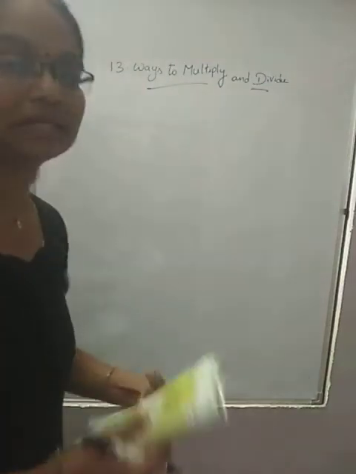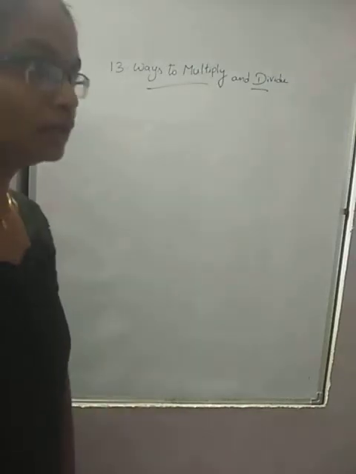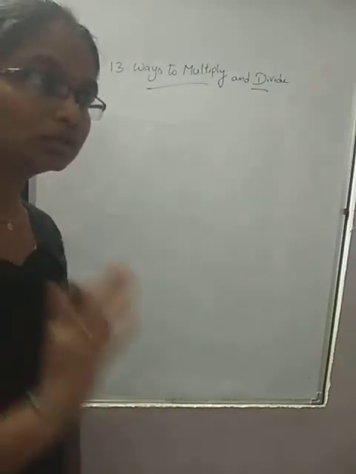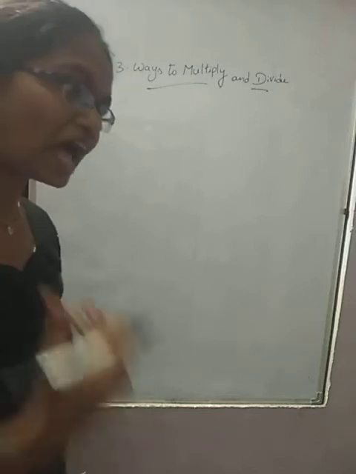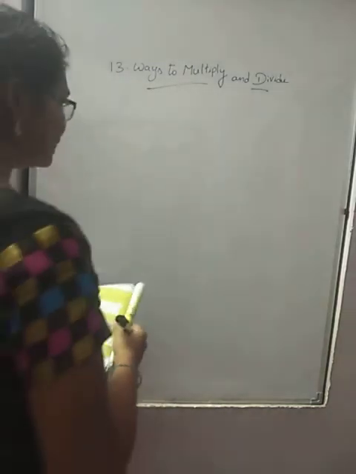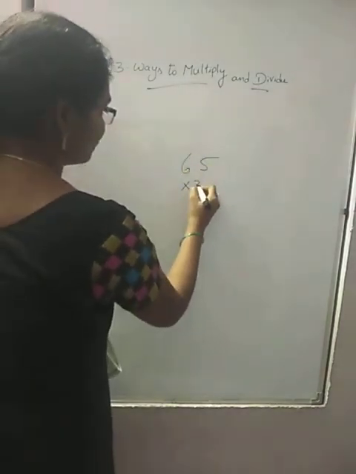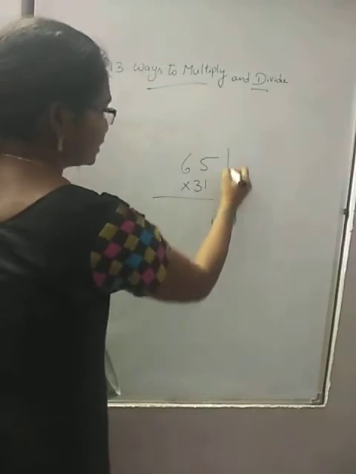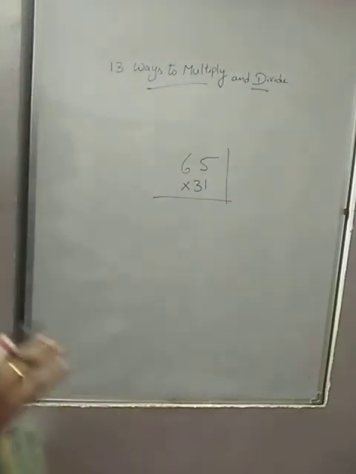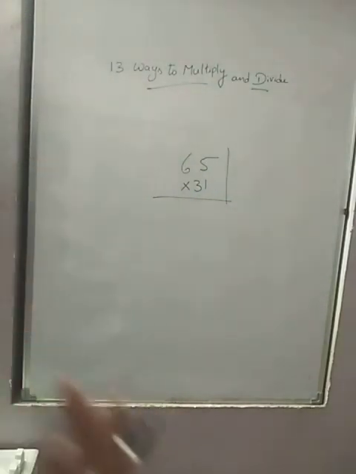Hello students, now I am going to explain the lesson ways to multiply and divide. In this chapter, we should learn the multiplications and divisions. First, I am explaining the multiplication. This is 65 into 31. Here see, we should multiply 65 with 31.